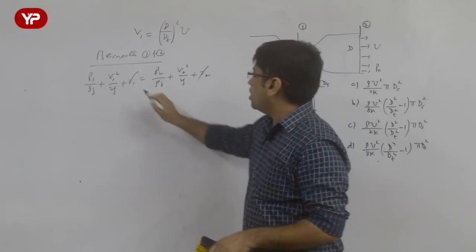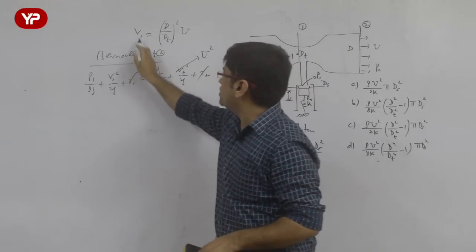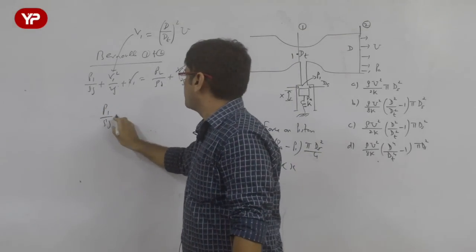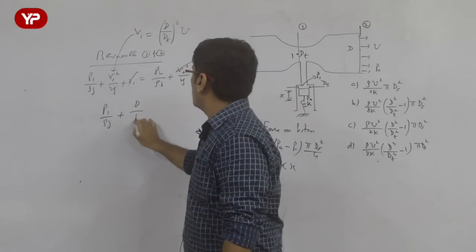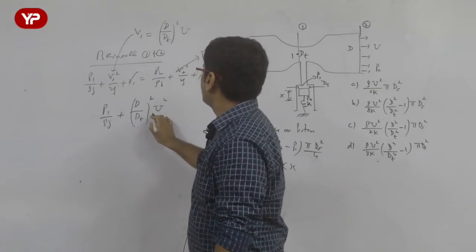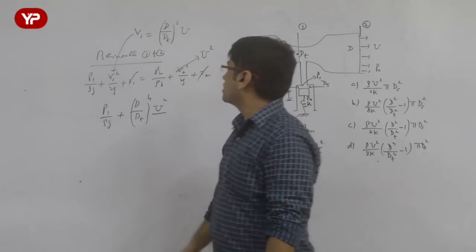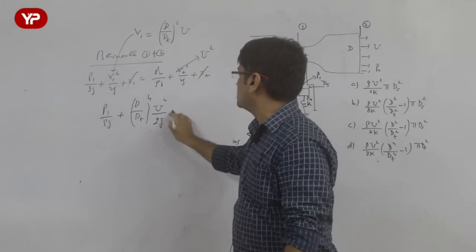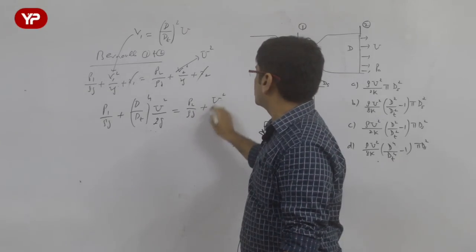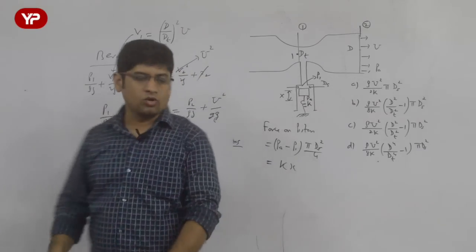Now we have already obtained V2 as capital U, and V1 we have obtained. So P1 by rho g plus ((d over dt) whole square into U) whole square, V1 square meaning this value raised to power 4, over 2g, is equal to P2 by rho g plus U square by 2g. Now see this Bernoulli equation carefully.